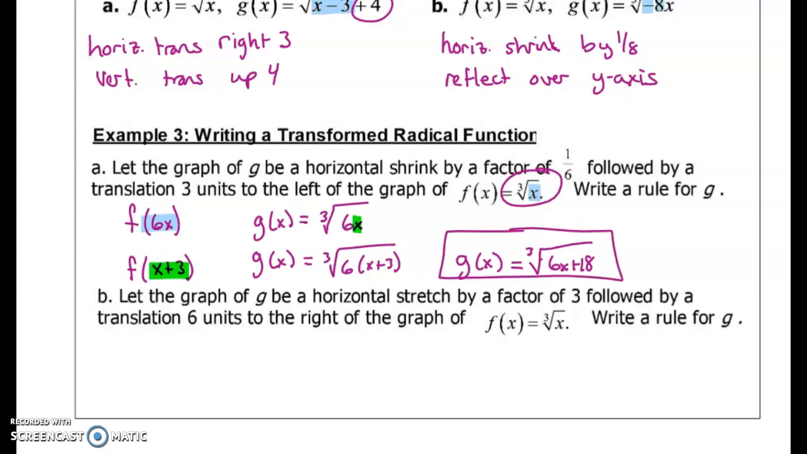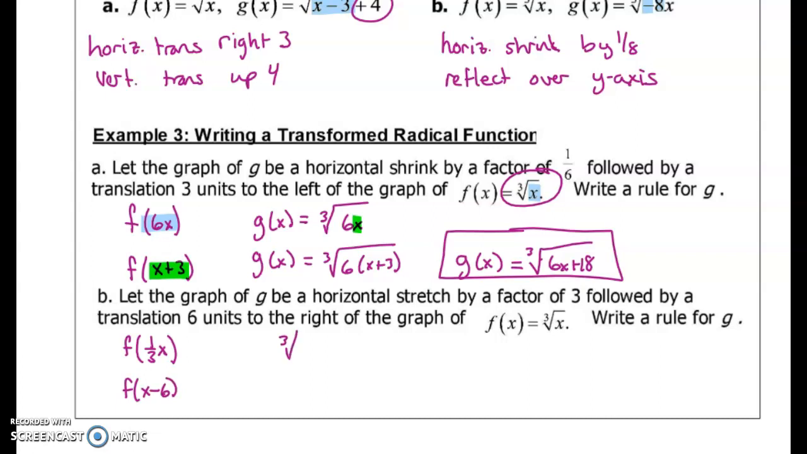All right, let's try another one. So it says, let the graph of g be a horizontal stretch by a factor of 3. Okay, so what that's going to do is it's going to be a 1/3, because remember, horizontal, we use the reciprocal, and it's going to be inside the parentheses. And then 6 units to the right, that's x minus 6.